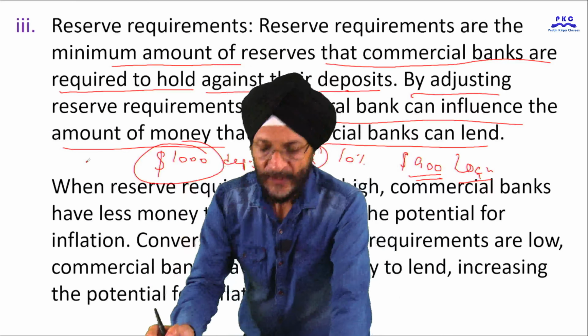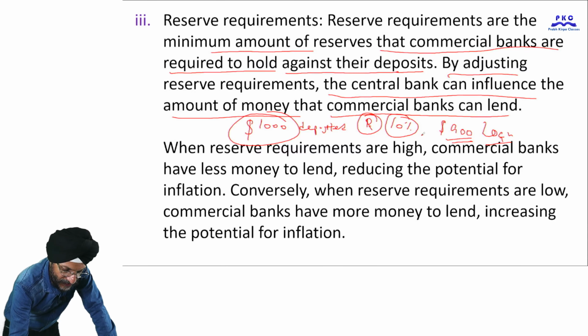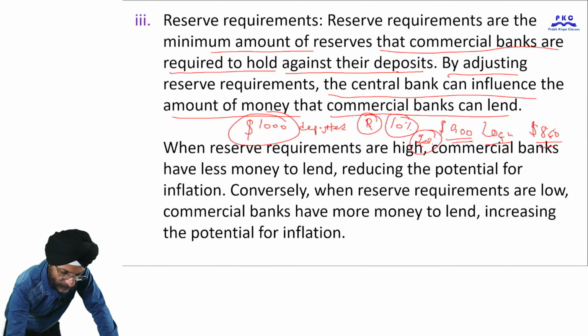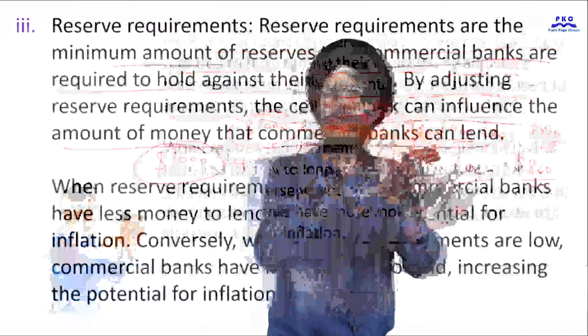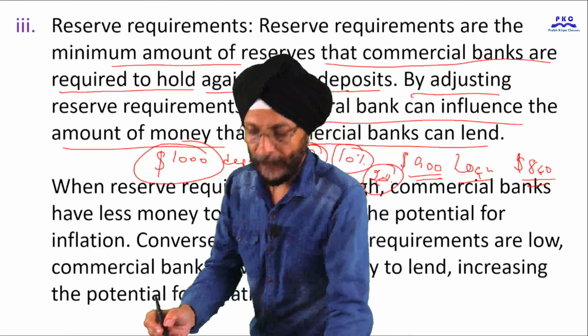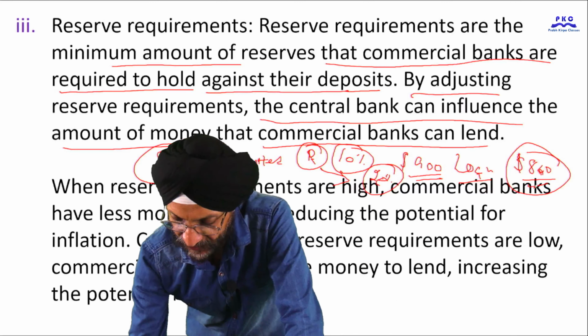So if this 10% reserve ratio is increased, say, to 20%, what will happen? The banks will be in a position to only lend $800, because the reserve requirement has been increased from 10 to 20%. In that case, the banks will be in a position to lend only $800.